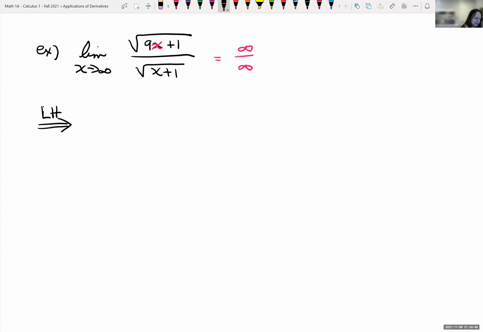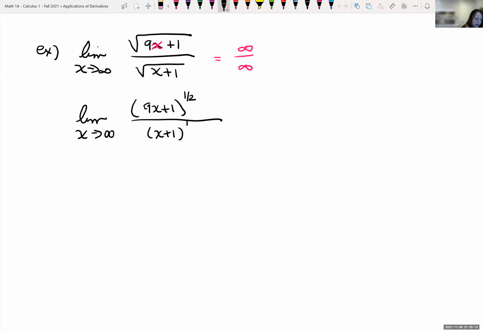Let's rewrite this a little bit before I do that, just to make taking the derivative a little bit easier. So we're going to look at the limit as x goes to infinity. Instead of writing it as the square root, I'm going to rewrite this as 9x plus 1 raised to the 1/2 power, all over x plus 1, and that's raised to the 1/2 power.